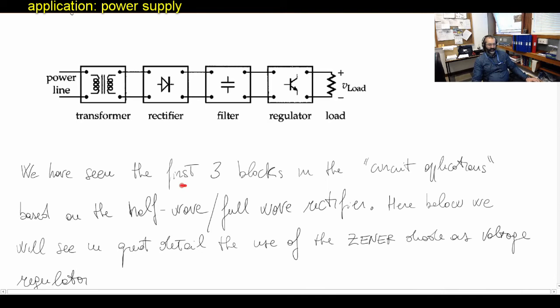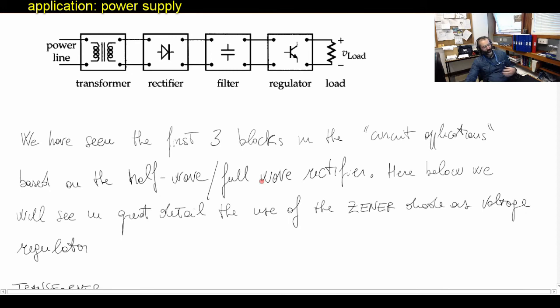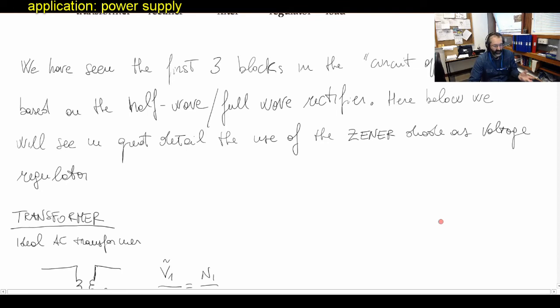So the whole aim of what I'm going to show you now is actually to see how to use a zener diode to make a very simple regulator that will then allow us to make a very simple AC-DC power supply adapter. So our first, let's say, basic power supply.